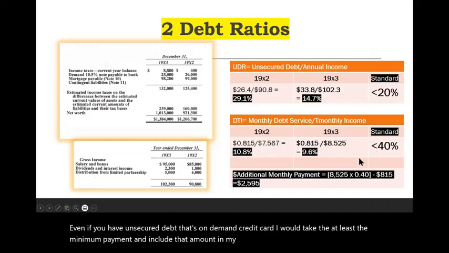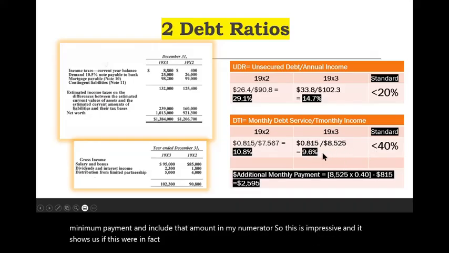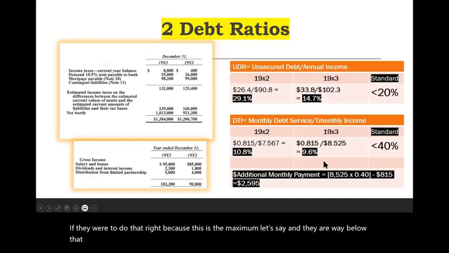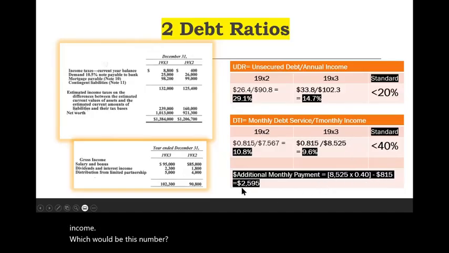So this is impressive, and it shows us, if this were in fact the case, that they have a lot of room to take on additional debt if they were to do that, right? Because this is the maximum, let's say, and they are way below that at roughly 10%. And so to find out what that maximum is, you take 40% of their monthly income, which would be this number, and then you subtract the amount that they are currently paying.